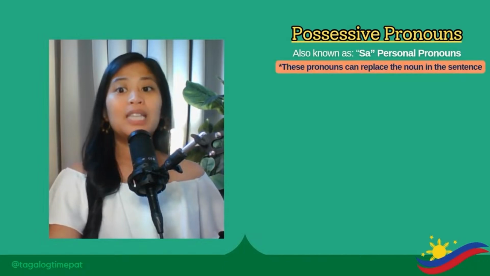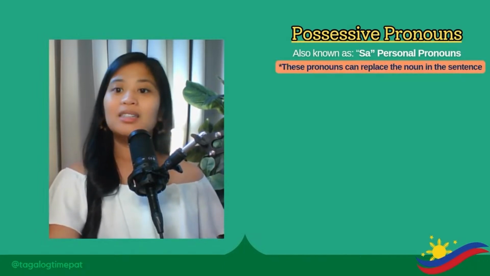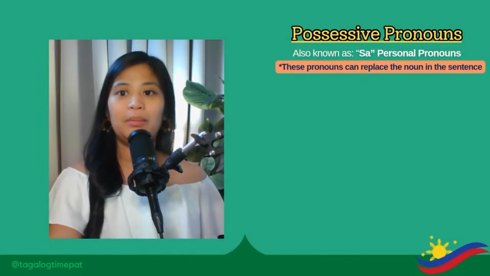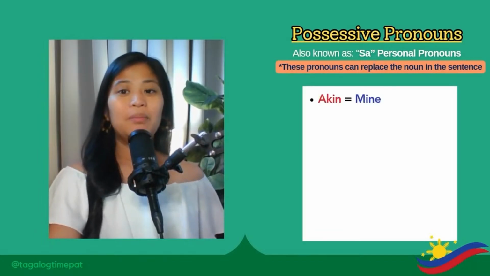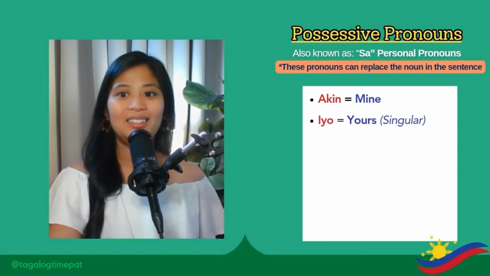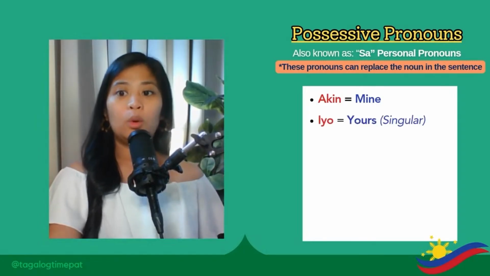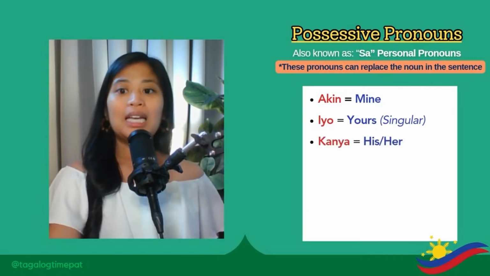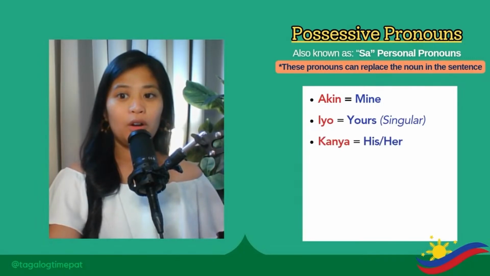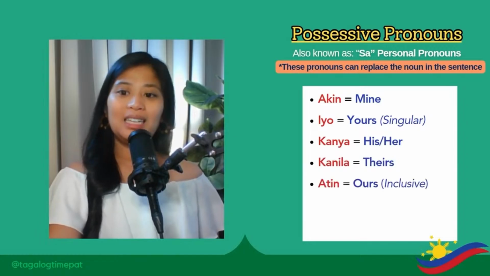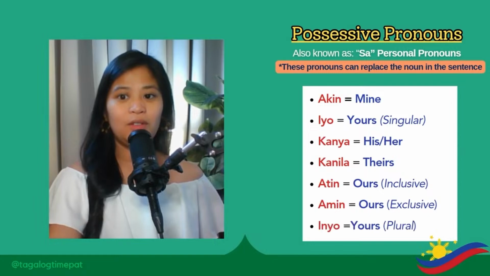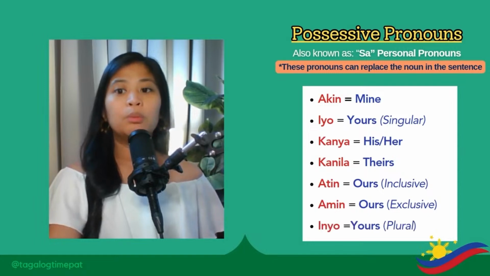So these pronouns can replace the noun in the sentence. Not always, but they can, and you'll see what I mean. So akin means mine. Iyo means yours, singular. That's just you, it's yours. Kanya means his or her. Kanila is theirs. Atin is ours, inclusive. Amin is ours, exclusive. Inyo is yours, plural.